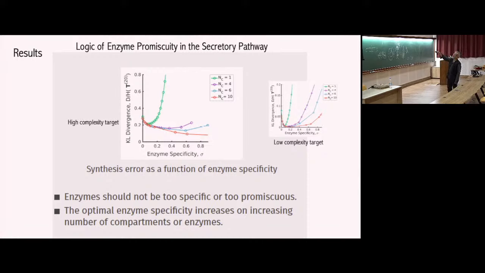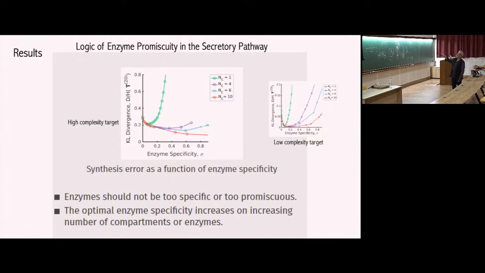So what you see is that if you have one compartment, in order to achieve a highly complex target, you require quite highly specific enzymes. By going to a larger number of compartments, you allow it to have lower specificity of enzymes. So the enzymes can be quite promiscuous. In other words, the enzymes should not be too specific. You see, the minima is neither 1 nor 0. It should not be too specific or too promiscuous when you have a larger NC, for a complex glycan distribution.